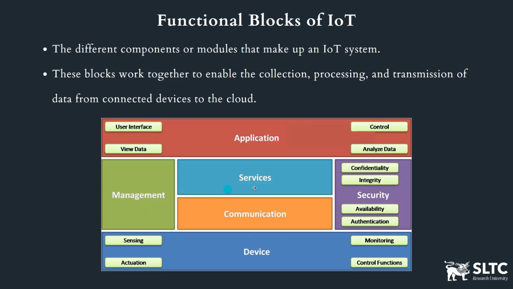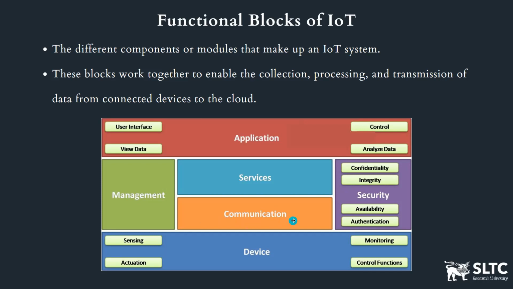Then you have also some services that IoT system provides to the customers at the IoT system level. So for example, let's say you are building a smart vending machine. So smart vending machine can be a service that you provide to the customers.